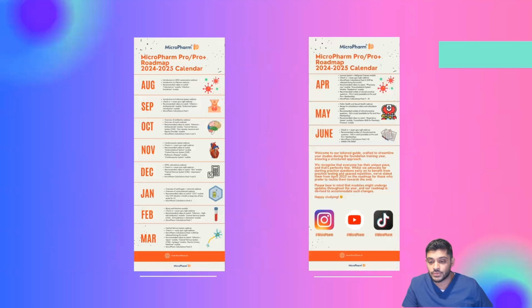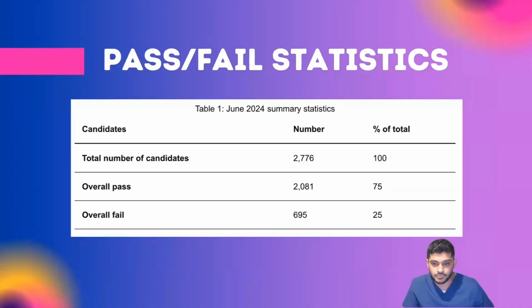This is the roadmap that I was referring to. This is what we use to direct our trainee pharmacists on what they should be studying. As a guide, you don't have to start in August. This is only for people who like that structure. So let's go through the statistics.